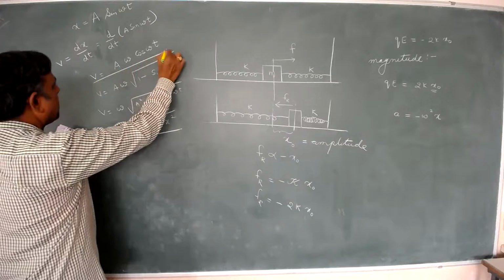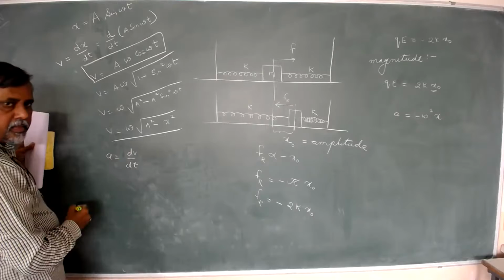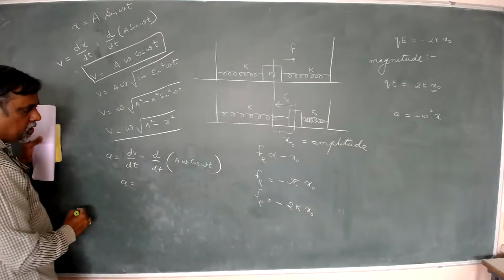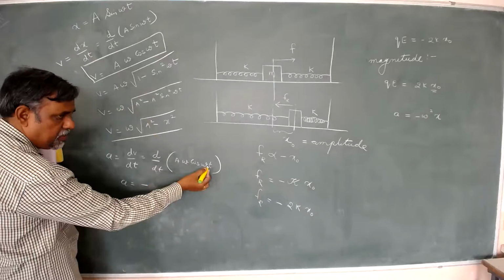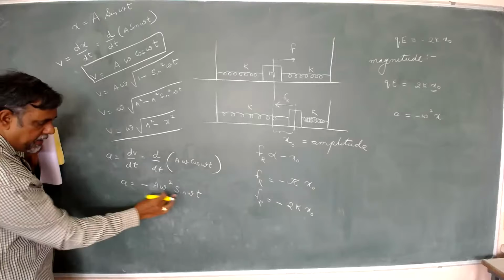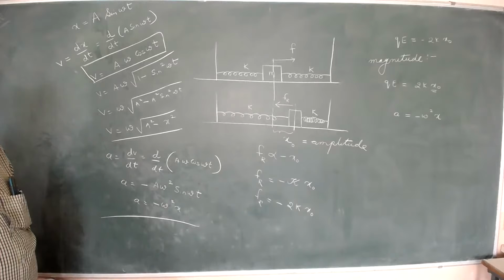Now, I want to obtain acceleration. Acceleration A is equal to dv by dt, so differentiation of this velocity. This is A omega cos omega t. When you differentiate, cos omega t becomes minus sine omega t, and with omega already there, we get omega square. So A is equal to minus omega square A sine omega t. A sine omega t is nothing but displacement, that is x. So A is equal to minus omega square x.